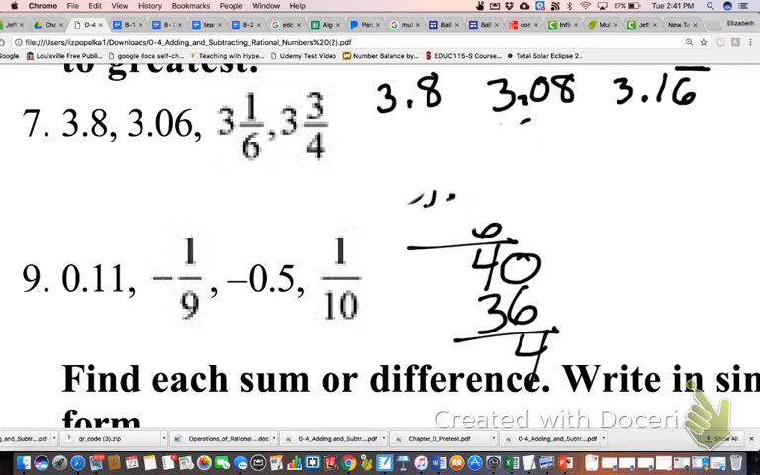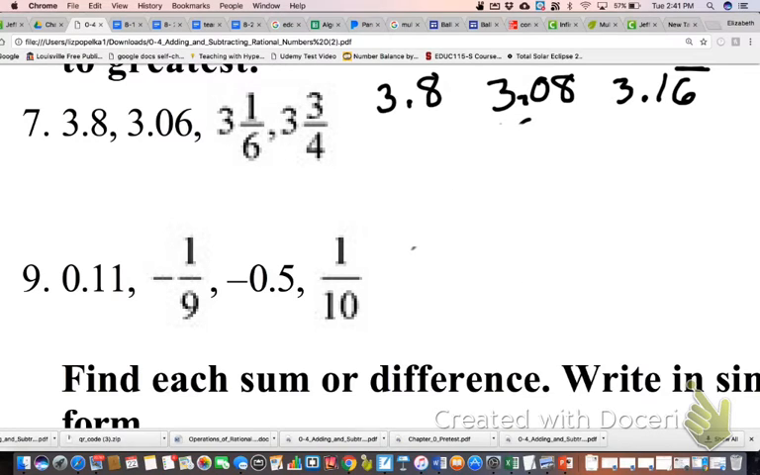Okay, I'm going to get this out of the way. And then we better know 3/4. 3 divided by 4 is 0.75. So that one is 3.75. So now, if we're putting these in order from least to greatest, they all have a whole number of 3, so that doesn't help me.